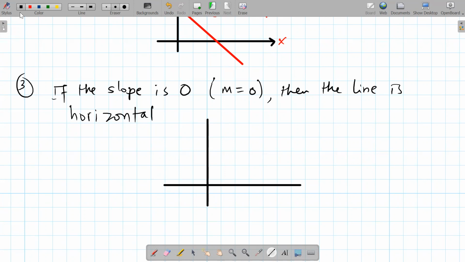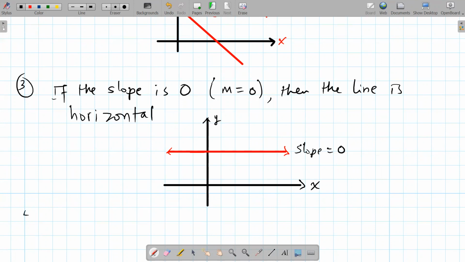Right? And say this is just a line. Simple like that. This is my y, this is my x. So this line has a slope 0. So it's always going to be a horizontal line. Okay.